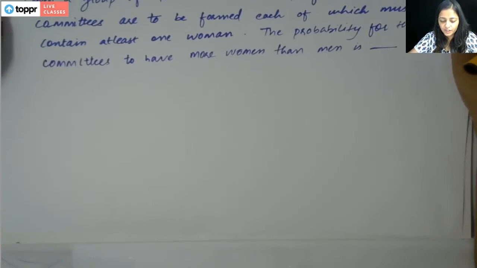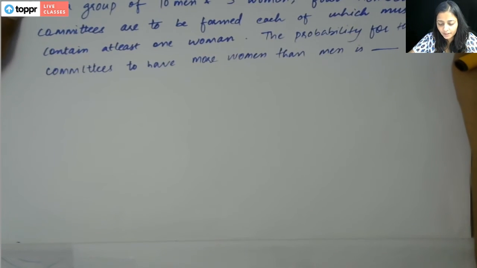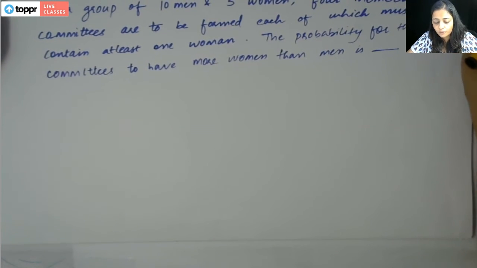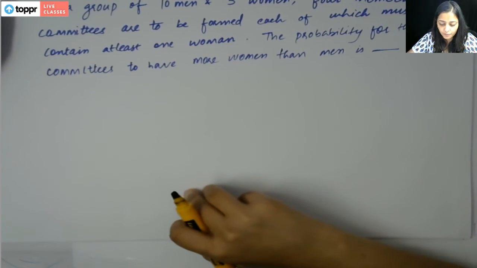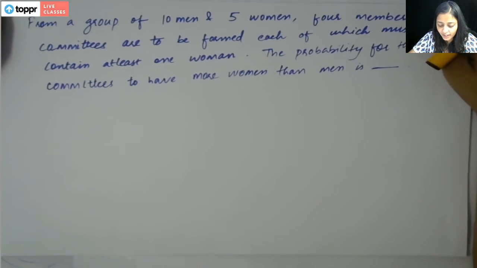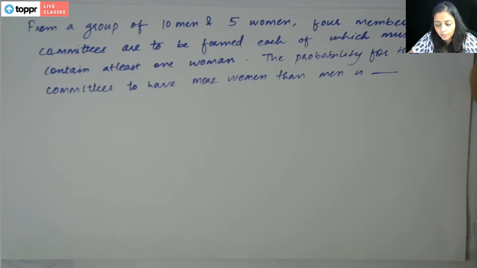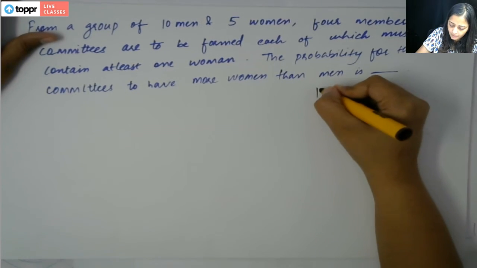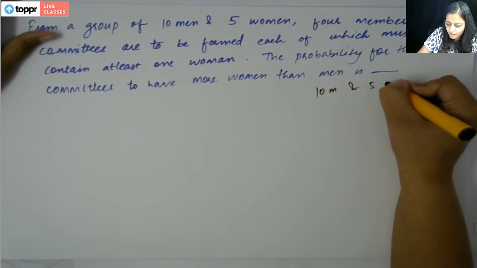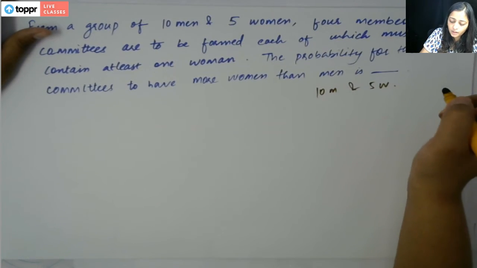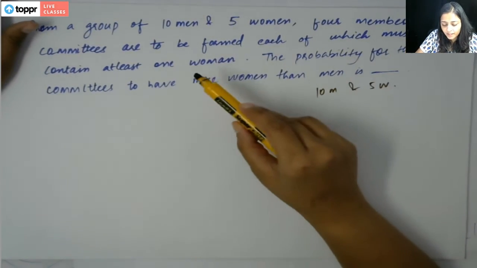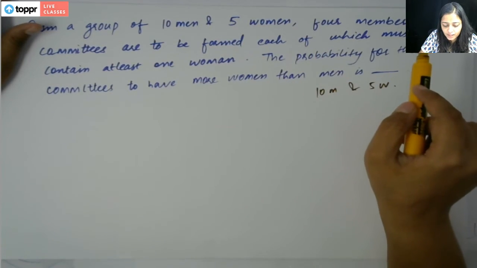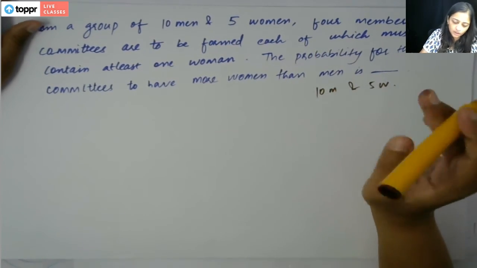So the next question is, from a group of 10 men and 5 women, 4-member committees are to be formed, each of which must contain at least 1 woman. The probability for these committees to have more women than men is, so we have 10 men and 5 women, and 4-member committees are to be formed, each of which must contain at least 1 woman.